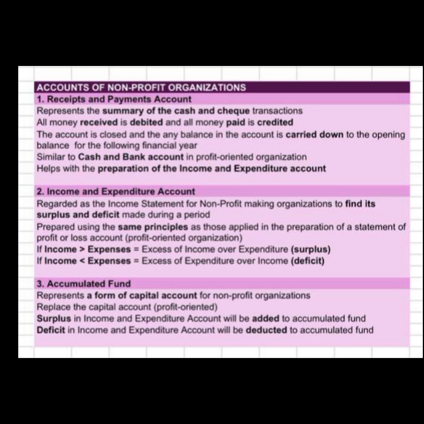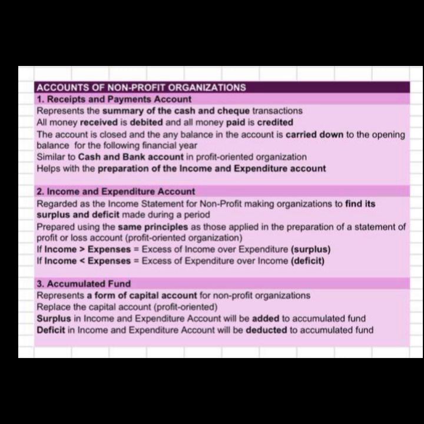Accounts of non-profit organizations: receipt and payments account. It represents the summary of cash and check transactions in the financial year. All the money received is debited while all the money paid is credited. The account is closed and any balance in the account is carried down to become the opening balance for the following financial year. It is similar to the cash and bank account of a profit-oriented organization. This account helps with the preparation of the income and expenditure account.